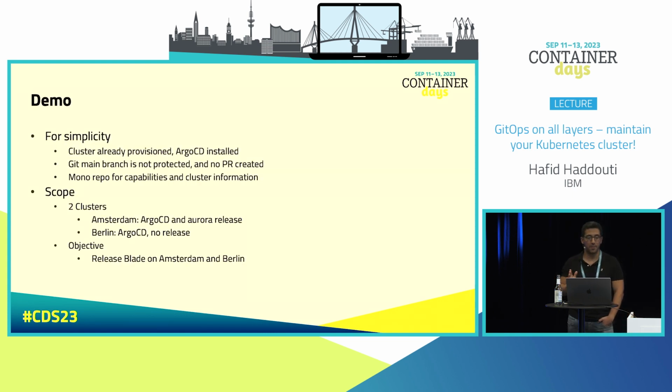Good. That means we currently have two clusters, Amsterdam and Berlin. Both already have ArgoCD installed. Amsterdam is already bound to the Aurora release. Berlin is totally fresh, with only ArgoCD installed. And our objective is to create a new platform release named Blade and release Blade on Amsterdam and Berlin. Good.